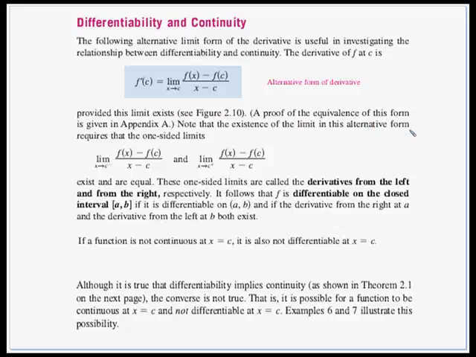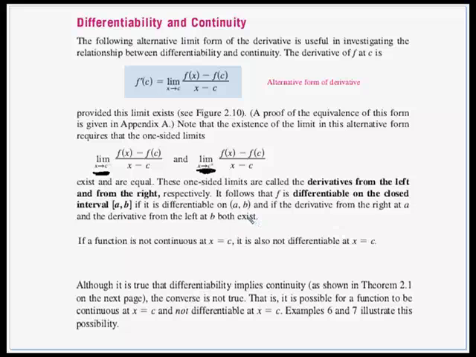Note that the existence of the limit in this alternate form requires that we have two one-sided limits. The limit as x approaches c from the left side, the negative side, and the limit as x approaches c from the plus side or the right side, those have to exist and have to be equal. These one-sided limits are called derivatives from the left and from the right, respectively.